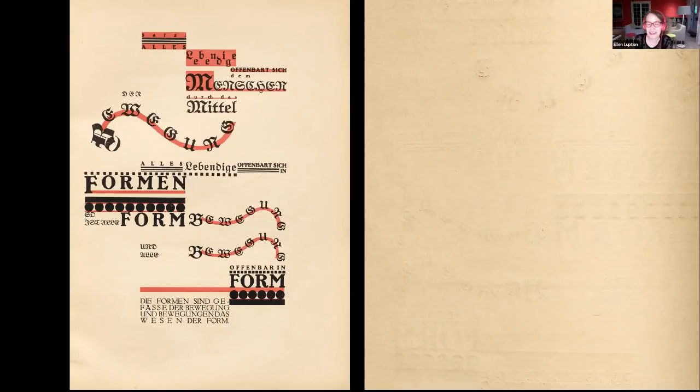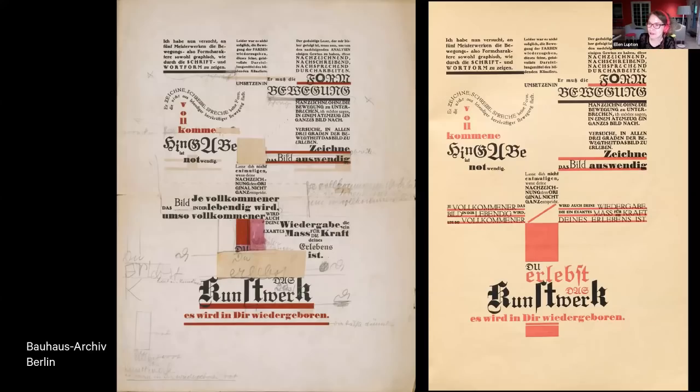Graphic designers love this, right? See that making. And this is really cool. This is a proof that still exists in the Bauhaus archive in Berlin, where we can see Friedl Dicker's handwriting, where she's making corrections on the proof to tell the printer how to change the design.